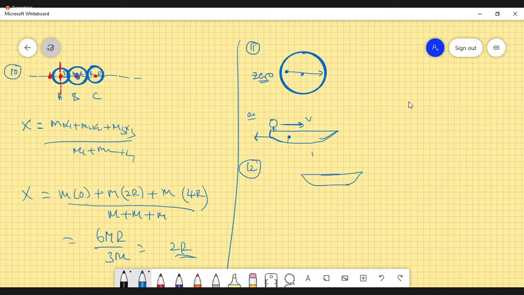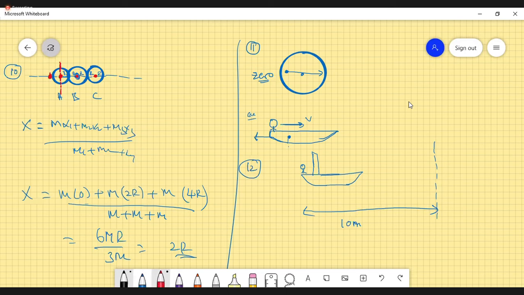So this is one boat. A dog weighing 5 kg is standing on a flat boat. The boat is 10 meters from the seashore. So what is the distance from the seashore? It will be 10 meters. The dog walks 4 meters on the boat towards the shore and then halts.